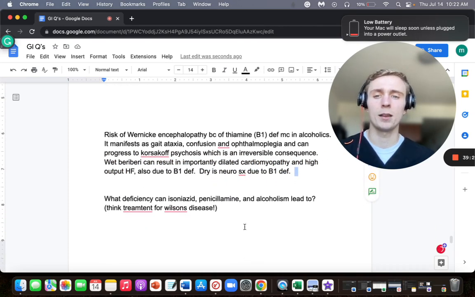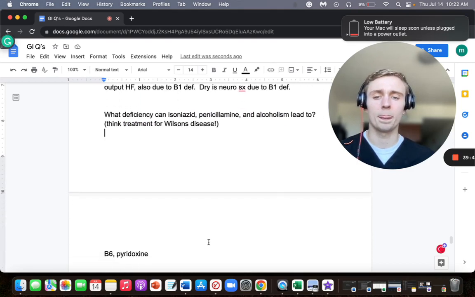Okay, next one. What deficiency can isoniazid, penicillamine, and alcoholism lead to? Think treatment for Wilson's disease. So that's a clue that we just went over. Think treatment for Wilson's disease. Again, isoniazid, penicillamine, and alcoholism, what can this lead to?